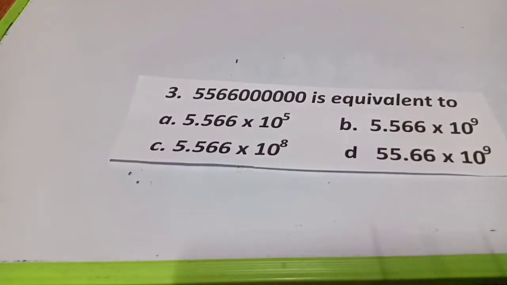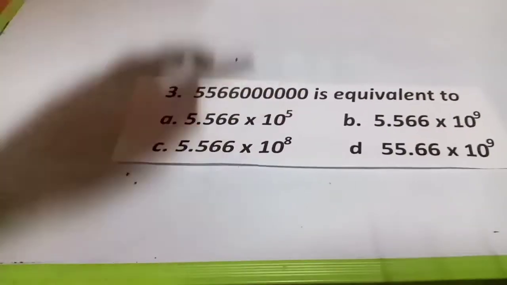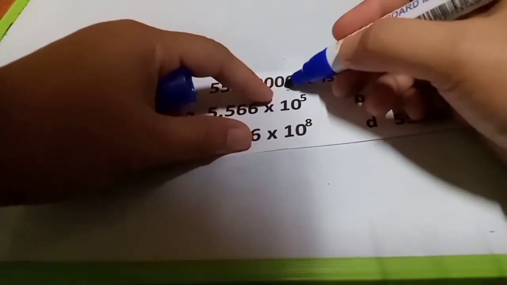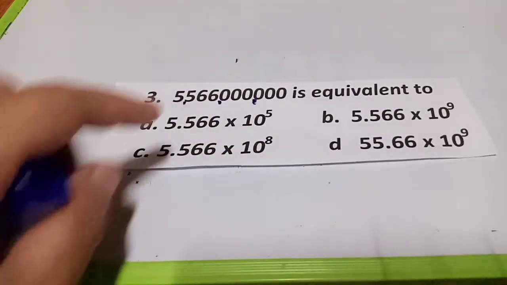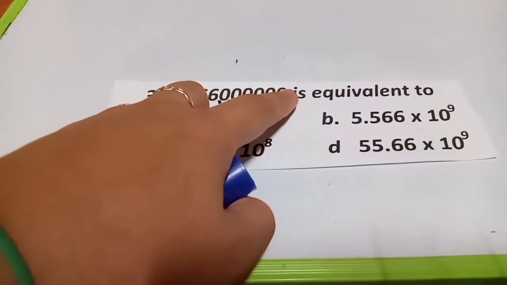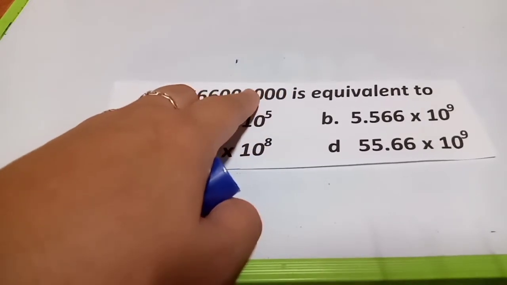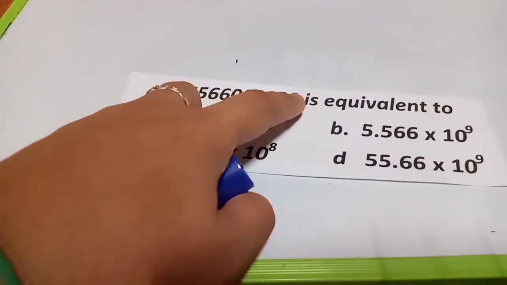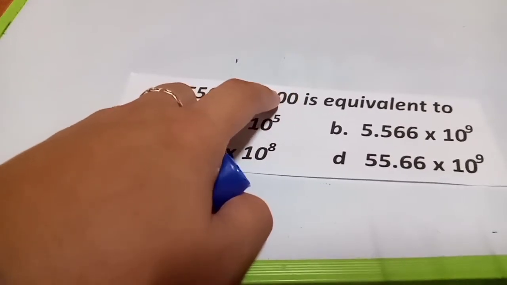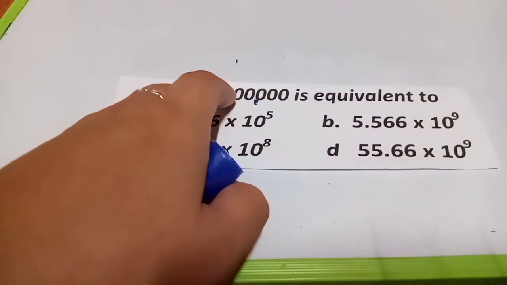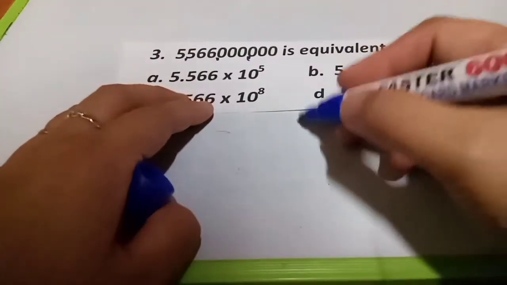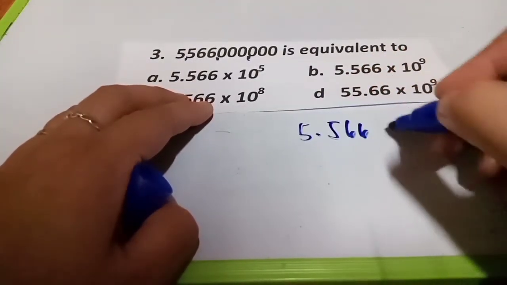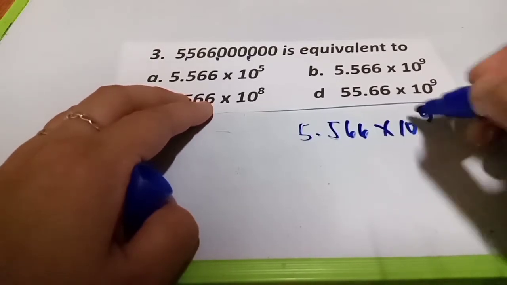Okay, this is scientific notation. Let's have this one: 566,000,000,000. Is equivalent to what? All you have to do is move the decimal point. 1, 2, 3, 4, 5, 6, 7, 8, 9. So the answer is 5.66 times 10 to the 9th power.